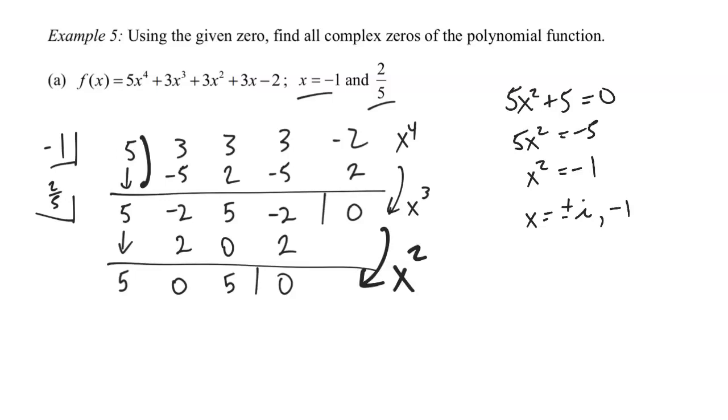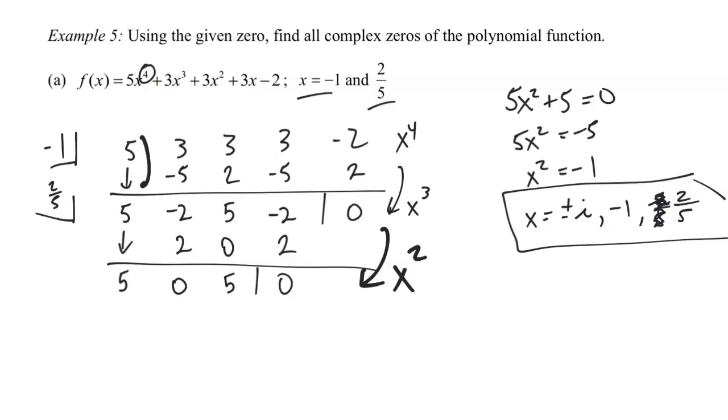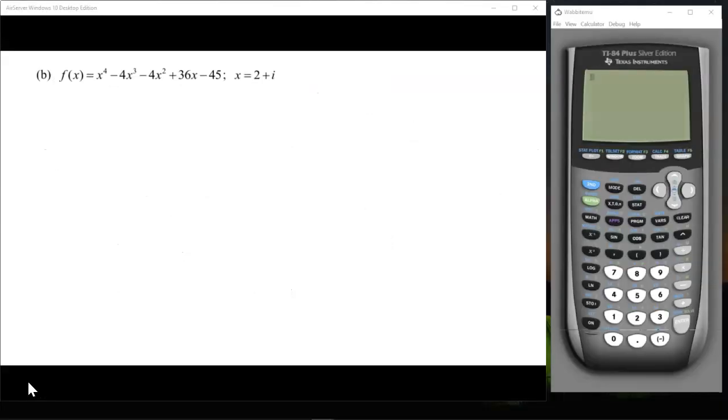And so there's two of my answers, positive i and negative i. And then my other two zeros were the ones that were given in this problem, which are negative 1 and 2/5. And before I stop this, I'm going to see if I can erase that and try a little bit better. It doesn't look like it's going to let me, so I'm just going to scratch it out and write 2/5 there. And notice that there are 4 zeros, and this was a 4th degree polynomial. And again, not a coincidence, because we know that the fundamental theorem of algebra tells us that that's supposed to happen.